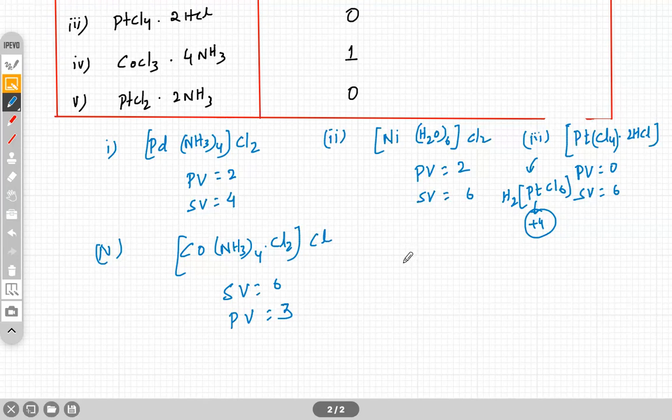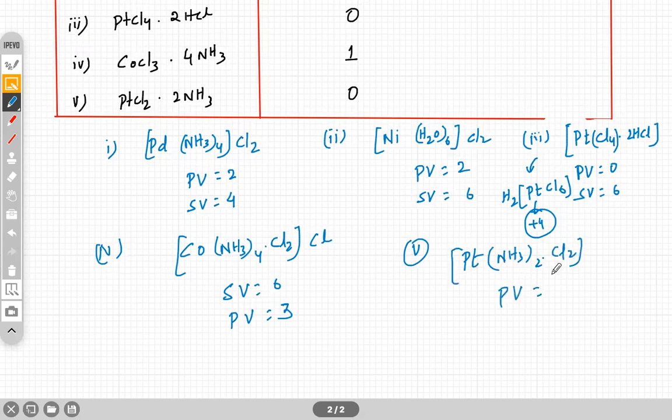Sir, so in the previous one, why can't we say that the primary valency is 4? One second, I'll check that. Pt(NH3)2Cl2. In this case we are getting primary valency as 0, obviously 0 here, and secondary valency as 4. Only secondary valency. Here we have primary valency 1. You get here primary valency 1.